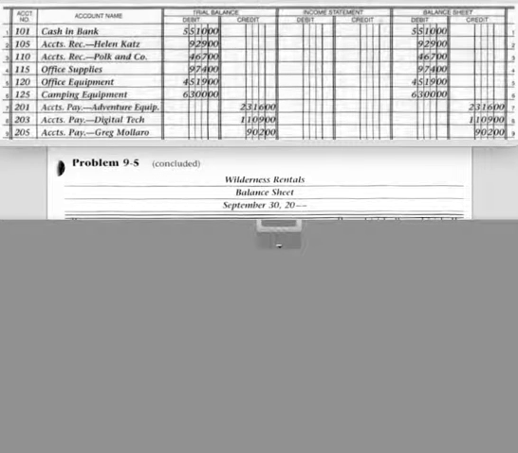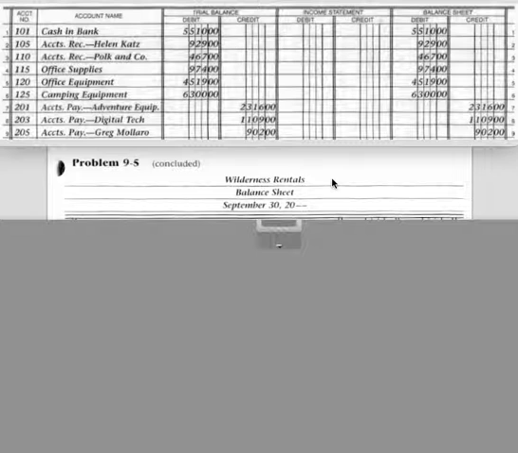To finish problem 9.5, we need to prepare a balance sheet. And to prepare the balance sheet, we will be looking at the balance sheet section of the worksheet. As with our previous financial reports, for the heading you put the who, the what, and the when.